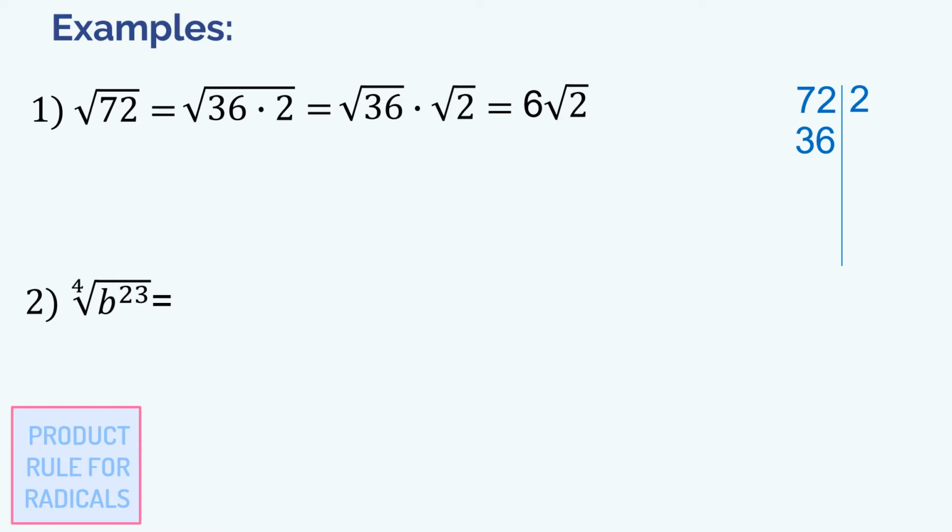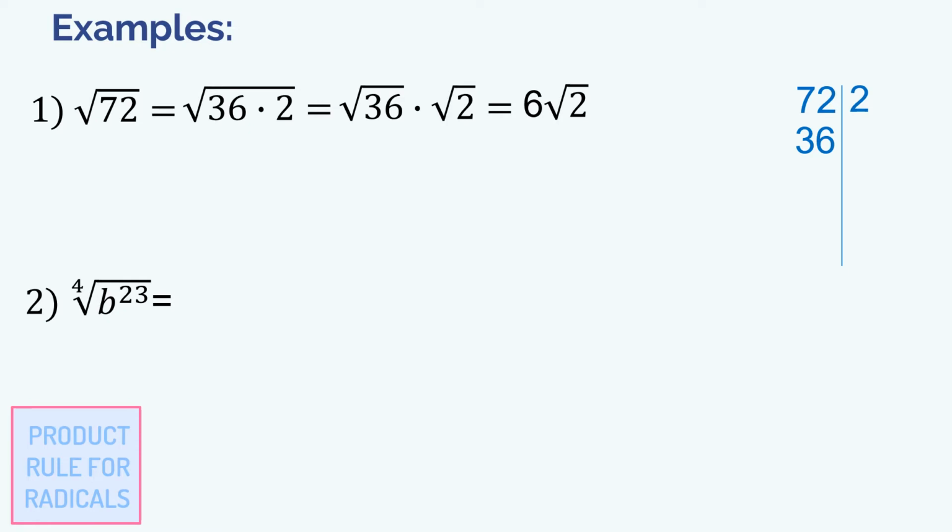In this case, we're going to use variables. We need to find the fourth root of b to the 23rd power. The power of 23 is not divisible by 4, so the answer will not be exact. I need to have a radical in my final answer. But I can do the following to simplify this.